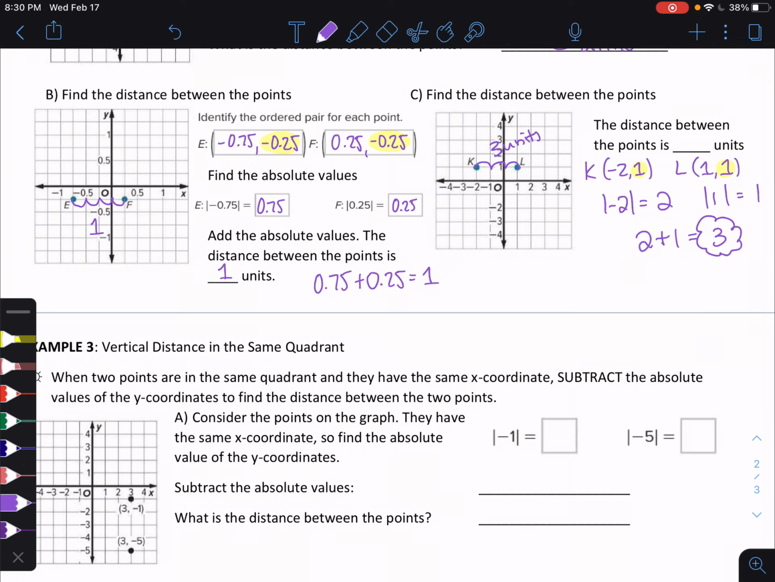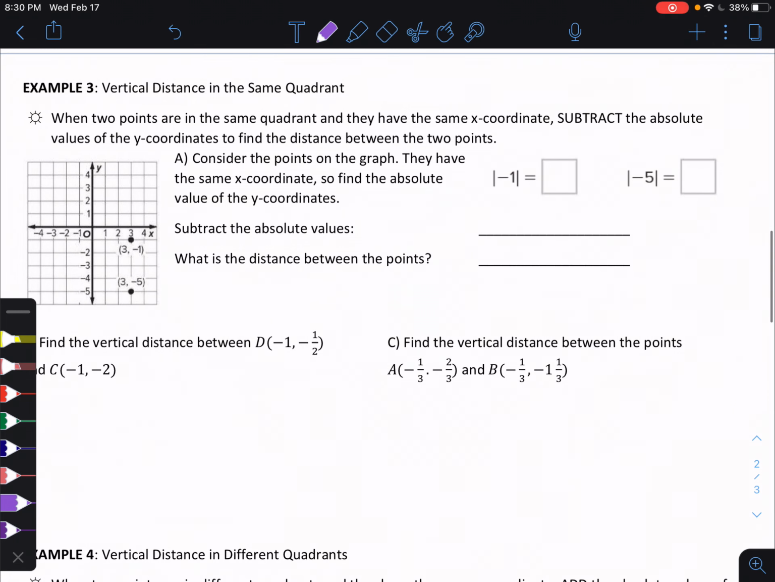Okay, so this is horizontal distance on the graph. So the points are left to right on the graph. And then we did the same quadrant and we did different quadrants. So now as we flip onto the back, we're going to be doing vertical distance. So I've got one more graph for you, and then we're going to look at some vertical distance that is not on the graph. So practicing using our skills from the front side and doing it on the back side with no graph. So this says 2 points are in the same quadrant and they have the same x coordinate.